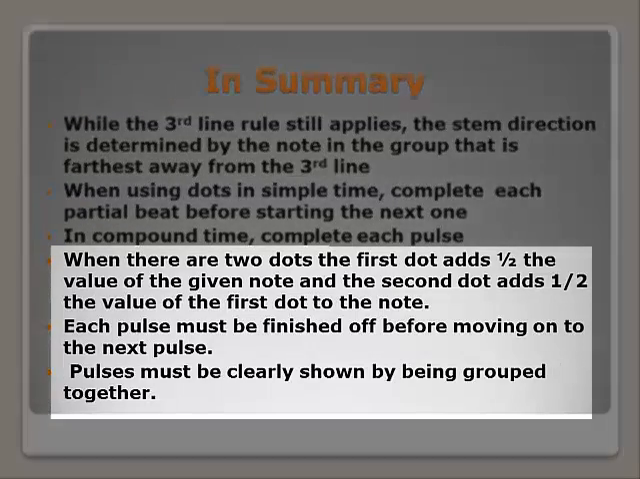When there are 2 dots, the first dot adds half of the value of the given note, and the second dot adds half of the value of the first dot to the note. Each pulse must be finished off before moving on to the next pulse. Pulses must be clearly shown by being grouped together.